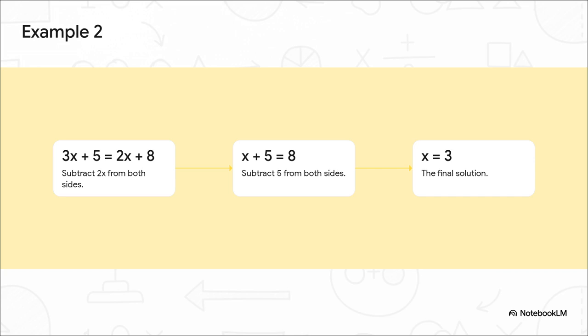So now we're looking at x plus 5 equals 8. From here, it's an absolute breeze. Step 2, we subtract our constant, 5, from both sides. And we arrive at step 3, x equals 3. See, it's just step-by-step reasoning.